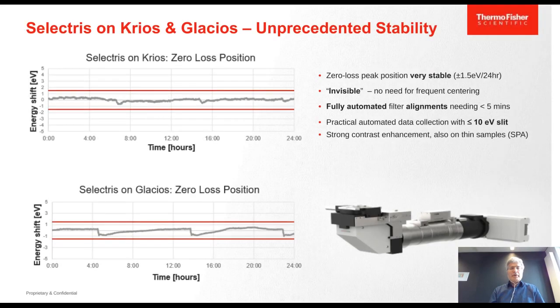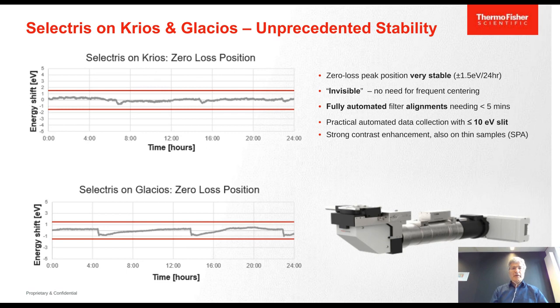But first, again, some extra information with respect to the selectors. I already mentioned that this is a very stable energy filter in terms of the zero loss position and behavior over a longer period of time, which of course is important if you want to do long enduring experiments. In these 2 graphs, you see the actual measured performance of the selector stability on the Krios and on the Glacios. And you see that the measured behavior of the zero loss position is very well within our specification of plus or minus 1.5 electron volts if you measure over a period of 24 hours. In fact, it's closer to plus or minus 1 eV in reality.